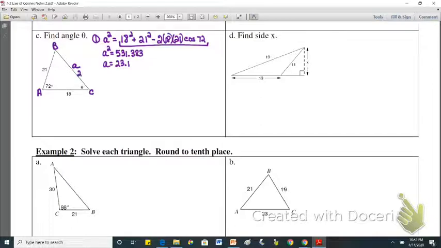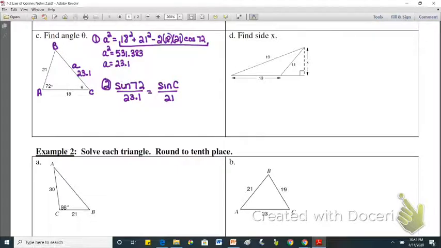Now the good news is once I've used Law of Cosines, I don't have to use it again. I can switch over to Law of Sines, which is much easier to solve, because now I have a pair of A's. So I can use my pair of A's to help me find angle C. So it'll be sine of 72 over 23.1 equals sine of C, because that's what I'm trying to find, over 21.